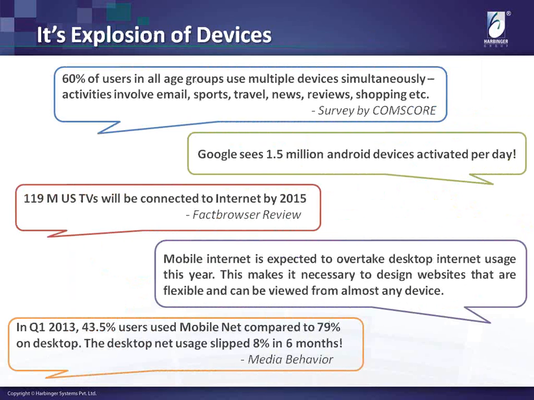Here are some more statistics to give support to my claim. Google sees 1.5 million Android devices activated per day. 119 million US TVs will be connected to the internet by 2015. Since we need the internet for all these things, for shopping, for education, for entertainment, any time of the day we need the net, the transactions, and the information on the net. And all these devices are making our life easy by putting these applications at our fingertips any time of the day.